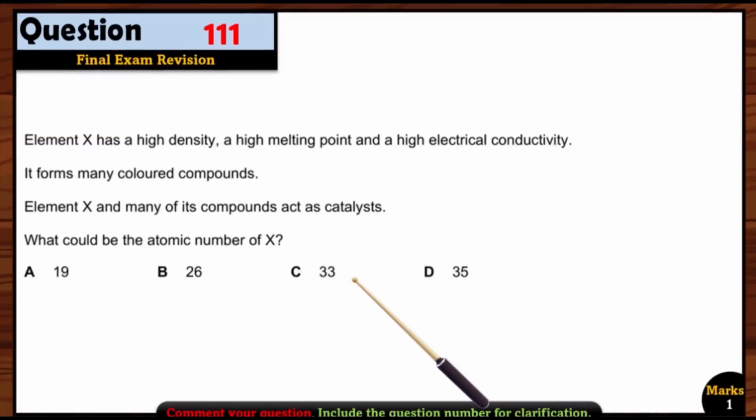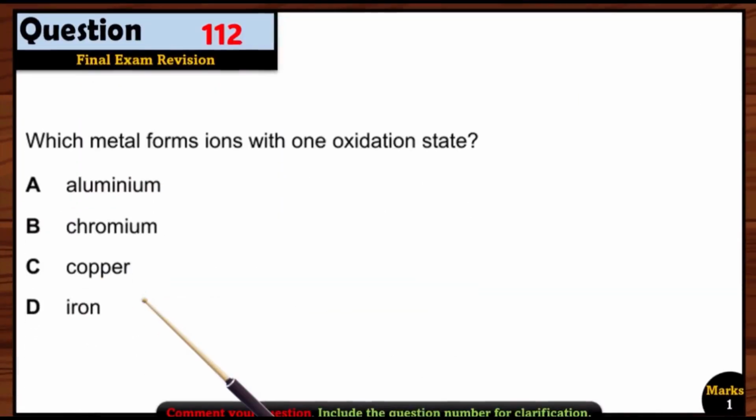Let's see the next question. Element X has high density, a high melting point, and high electrical conductivity. It forms many colored compounds. Element X and many of its compounds act as catalysts. Which could be the atomic number of X? For that, we have to look at the periodic table and the atomic number. All those which have atomic number more than 20 and less than 31 can be the one. So that is option B, 26. And which is 26? That is iron. So iron is the right option here, option B.